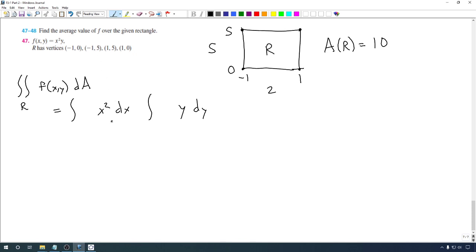Of course, x is going from -1 to 1. Y is going from 0 to 5. If we go ahead and integrate this, the integral of x squared is 1/3 x cubed.